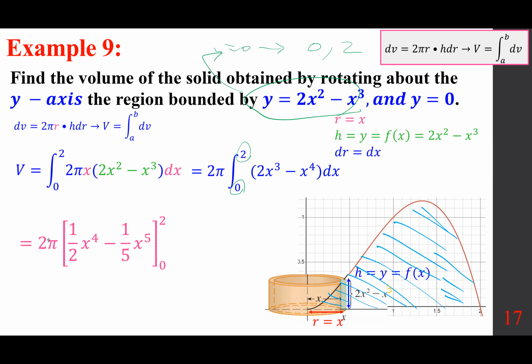All right, and so this is 2 pi. If you plug in 2 to the power of 4, 16 divided by 2 is 8. 2 to the power of 5 is 32 over 5. And then you do the math, you end up with 16 pi over 5, because 8 times 5, 40 minus 32 is 8 times 2 is 16.